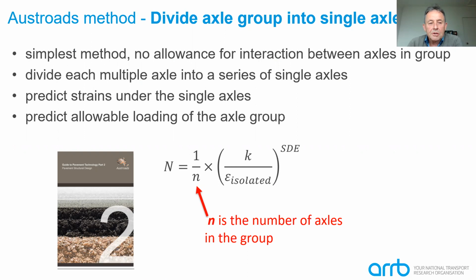So the approach is you divide a multiple axle group into a series of isolated axles. Say for a tandem axle, you'd be looking at the strains under two isolated axles, and you predict the strains under those isolated axles, and you calculate the allowable loadings for each isolated axle with a formula like this, and then take account of the number of axles in the group to come up with the allowable loading of the axle group from the allowable loading of an individual axle.